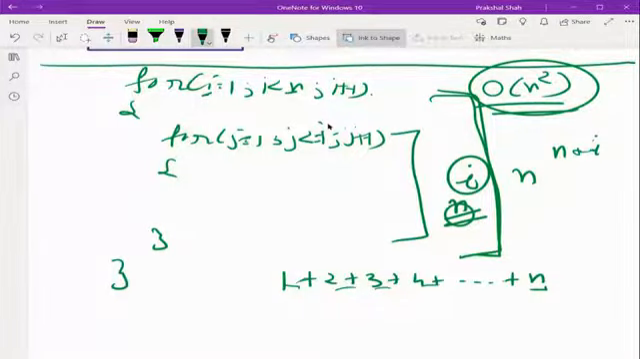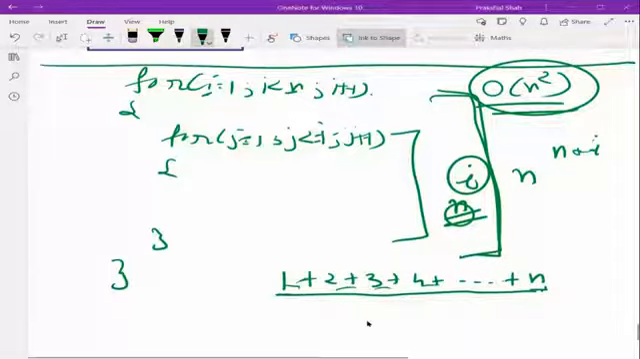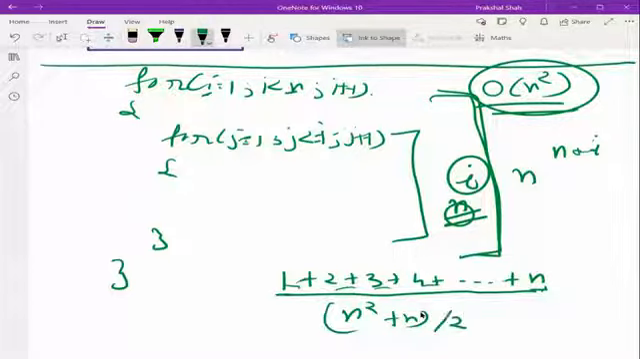We did not start with 0 because I want to tell you the series, 1 plus 2 plus 3 plus 4 up to n. If you see this series, it will be n into n plus 1 by 2, so it will be n square plus n divided by 2. If I start with 0, then also it will be fine, but I started with 1 so that you will understand it. You can also start with 0.